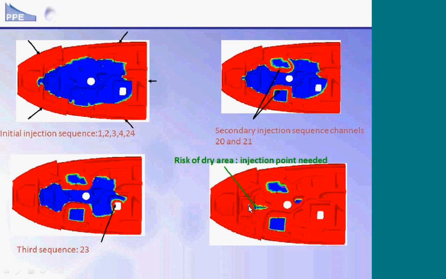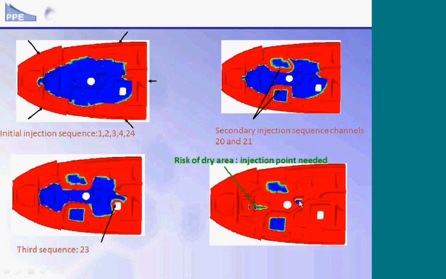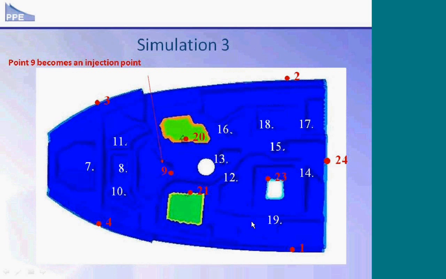The last three areas to be reached are these two points and this area. As you can see, these two vents are quite well located because they correspond to punctual vents, but this area might be risky, and we might have some bubbles and some dry spots and dry area on this area. That's why we made another run of investigation, and we made a slight modification in the strategy.